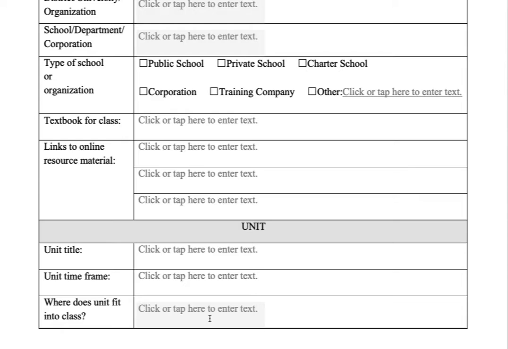And then below that, where it says, where does unit fit into the class? In my case, I'm going to be using Module 4. So I might type in Module 4 of 13 or however many total modules there are in the entire course.